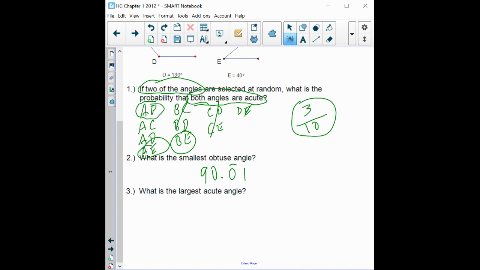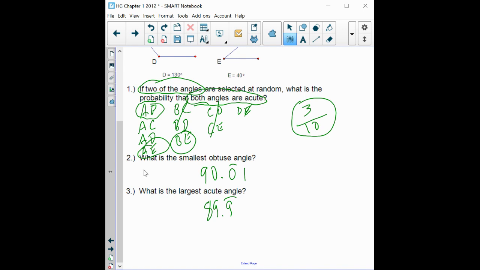Okay, so now with that in mind, the largest acute angle, 89.999999, right? You just keep adding a 9 and you have a bigger acute angle. So you would just keep adding 9s forever, and that would be your largest acute angle. Okay, don't forget decimals. Happens all the time. People do it. Don't forget decimals.